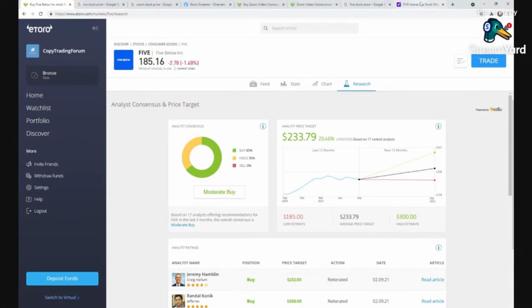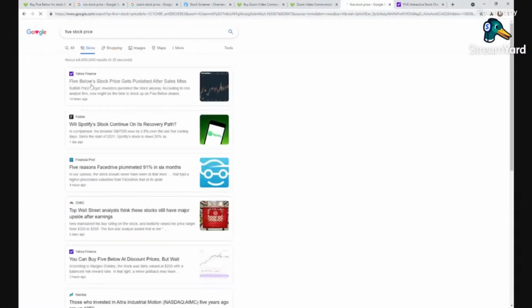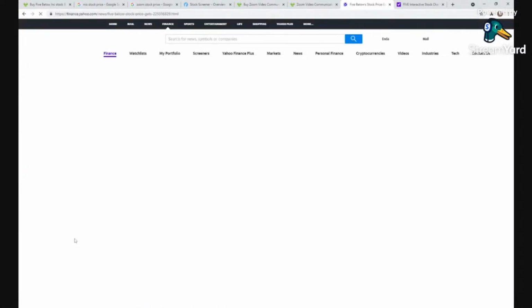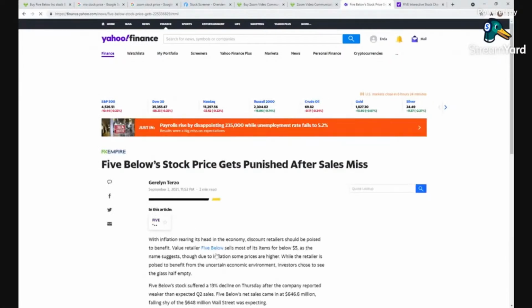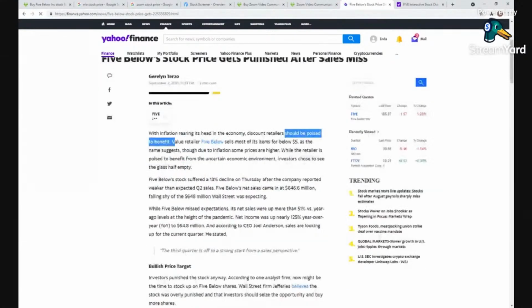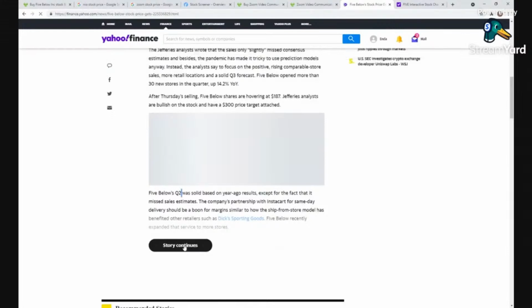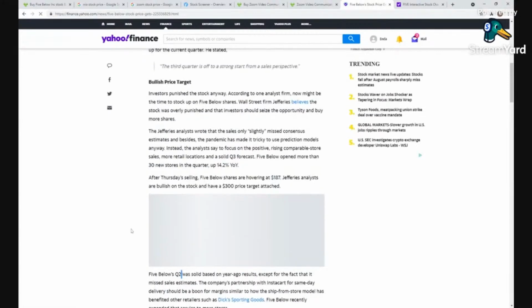Okay. And why did this stock drop so much? So we come in, put in the stock price up the top here, hit the news tab here, and you get all the news. Here's an article on Yahoo. I like Yahoo Finance for their articles and for their charts. You can come in here and you'll see: with inflation rearing its head in the economy, discount retailers should reap the benefit, okay? So Five Below, what happened to this stock? It has opened lots of new stores over the last quarter, and it's a growing company, so you look out for this.